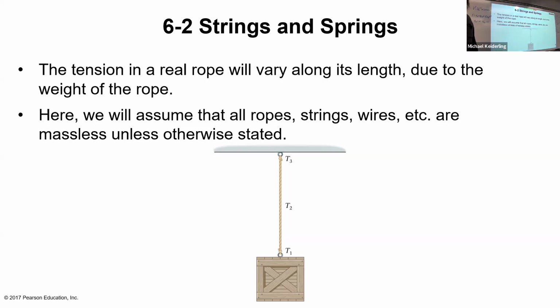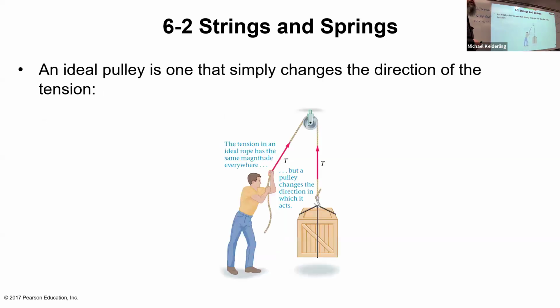So this is a useful thing. And these strings and ropes can transfer force. And we can have machines that help redirect that force. It's called a pulley. Pulleys redirect tension. An ideal pulley is one that simply changes the direction of tension. We're going to deal with ideal pulleys.